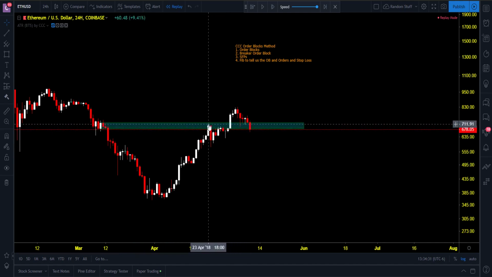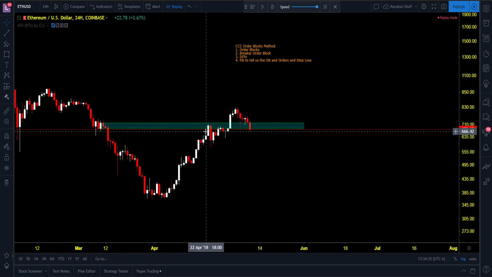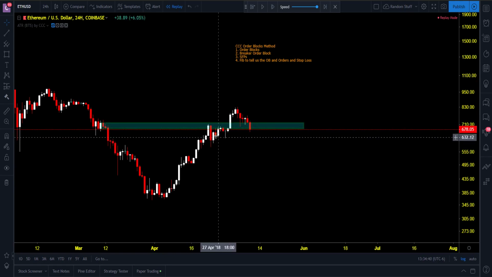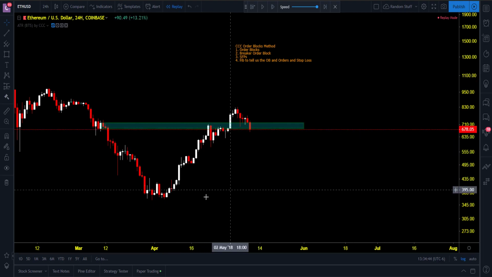What you want to see into your order blocks is a big hit in and a big candle out. And if this kept going down, I would have been holding my shorts. And since it came down and started coming back up, I would have closed them around here. Of course, you could take profit down here.